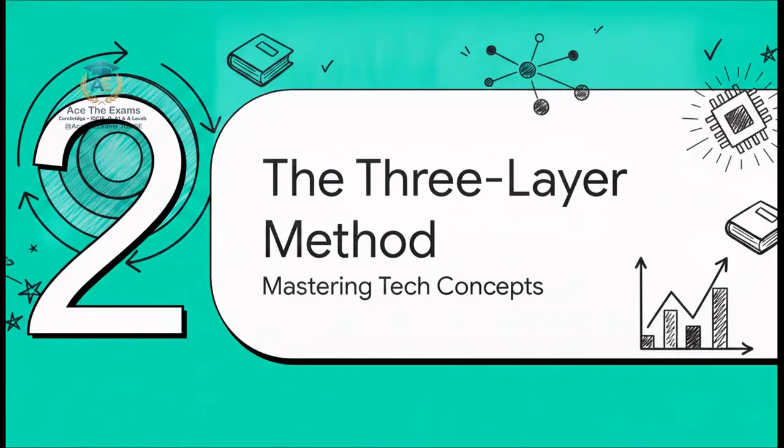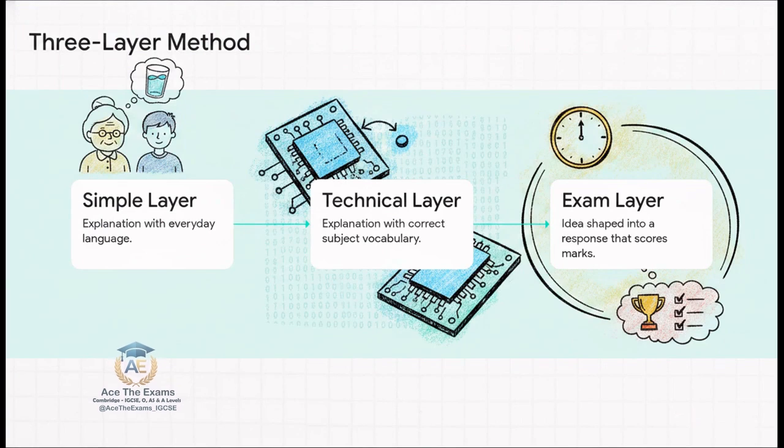Moving on to Section 2, the 3-layer method. This is how we move from basic understanding to elite exam performance. This method systematically moves you through 3 distinct layers of understanding. First comes the simple explanation. This is everyday language. If you can't explain it to your grandmother or a 5-year-old, you don't actually understand it yet.